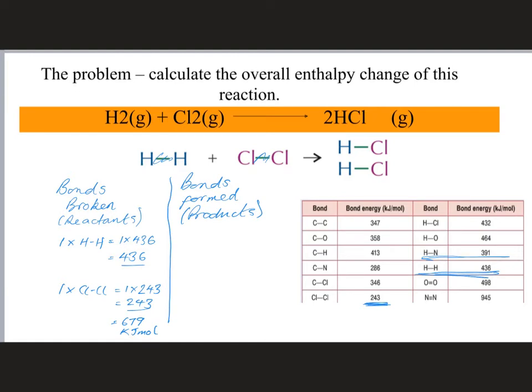And then, of course, I'm doing the same for the energy released when new bonds are formed. So this is perhaps a little quicker. So how many bonds are formed? Well, 2 bonds are formed. They're both the same type. So 2 times hydrogen-chlorine bonds. And so the energy there is 2 times HCl, 2 of those, so 2 times 432, which is obviously 864 kilojoules per mole.